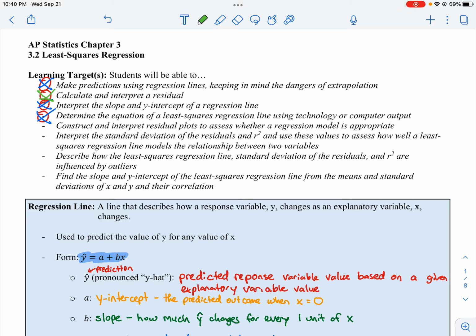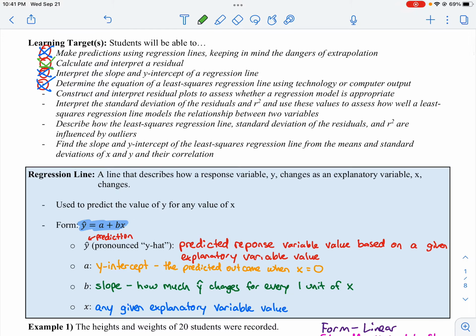What we're going to be doing today is continuing on with that. We're going to learn about the computer output variation of that as well. We are going to construct and interpret residual plots, and we are going to interpret the standard deviation of the residuals and r squared and use these values to assess how well a least squares regression line model fits our relationship.